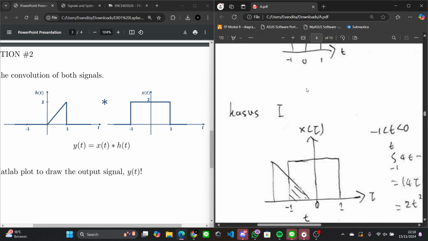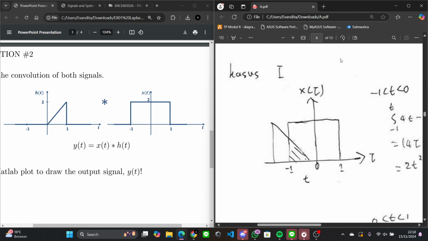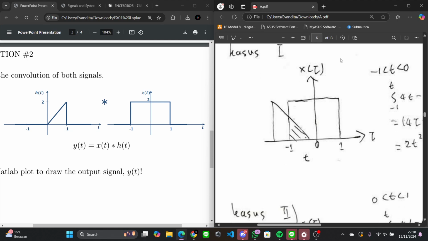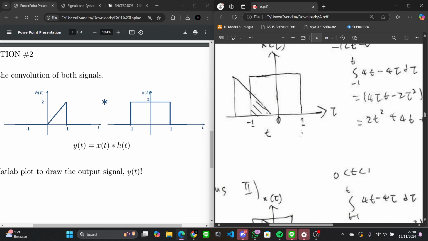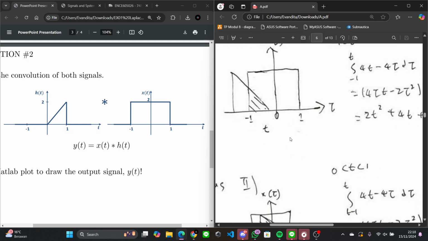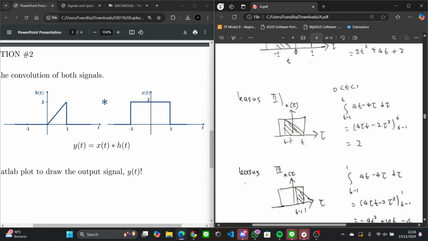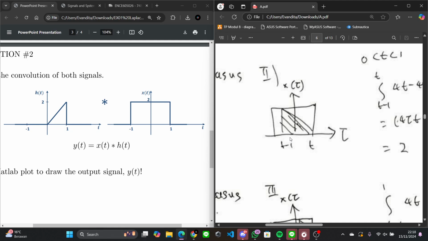And also there might be a case where t is below 0, but that will always result in 0 because both signals don't collide. Okay, next case is case 2. This happens when we can say the triangle is inside the rectangle.